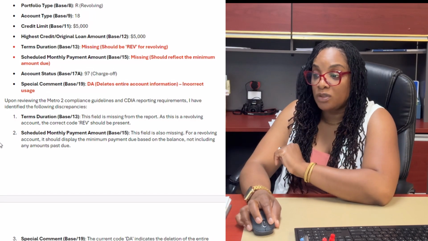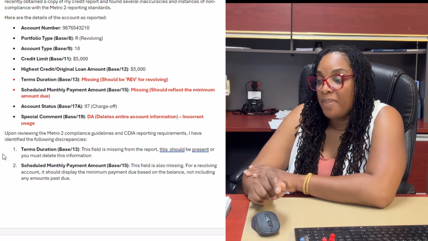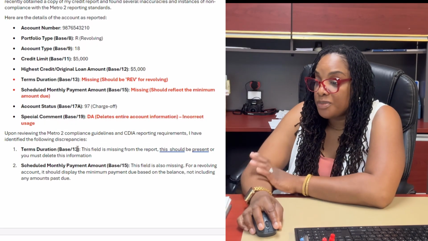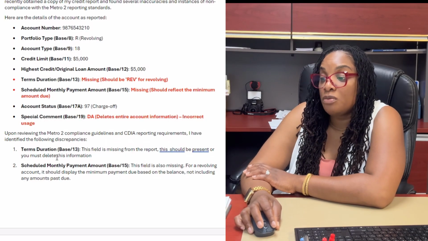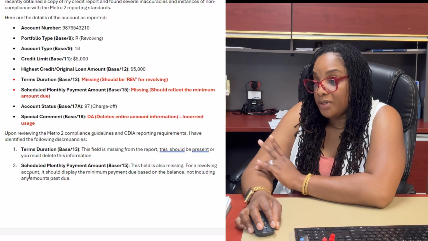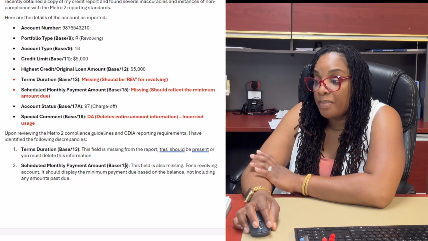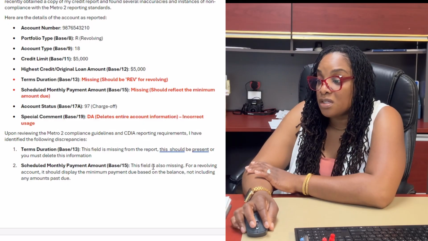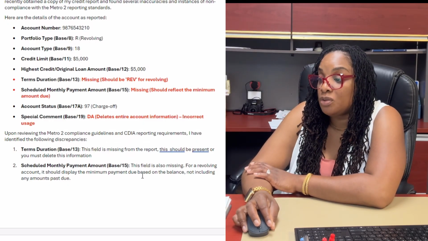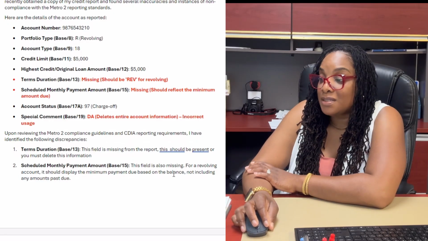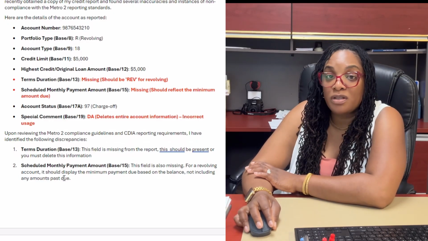So now we're getting down to it. Number 1, base 13, which is terms duration. This field is missing from the report. This should be present, or you must delete this information. Number 2, scheduled monthly payment amount, base 15. This field is also missing for a revolving account. It should display the minimum payment due based on the balance, not including any amounts past due.